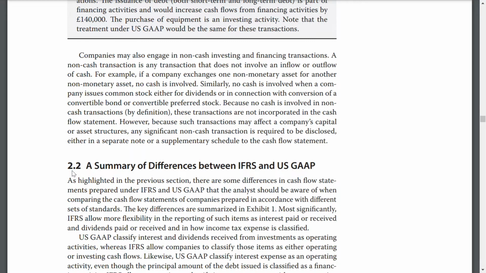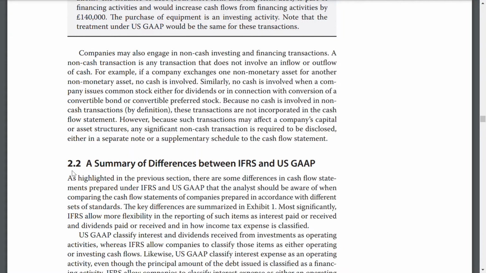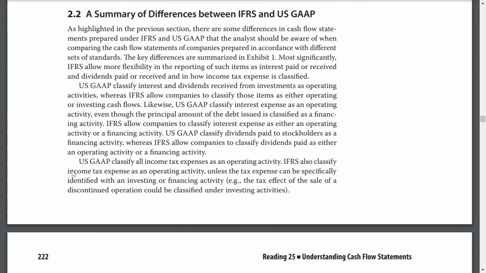A summary of differences between IFRS and US GAAP. As highlighted in the previous section, there are some differences in cash flow statements prepared under IFRS and US GAAP that the analyst should be aware of when comparing the cash flow statements of companies prepared in accordance with different sets of standards. The key differences are summarized in Exhibit 1. Most significantly, IFRS allows for more flexibility in reporting of such items as interest paid or received and dividends paid or received, and how income tax expenses are classified.